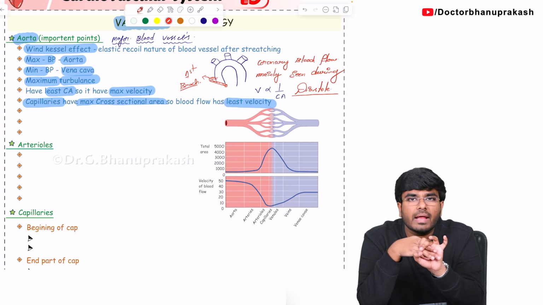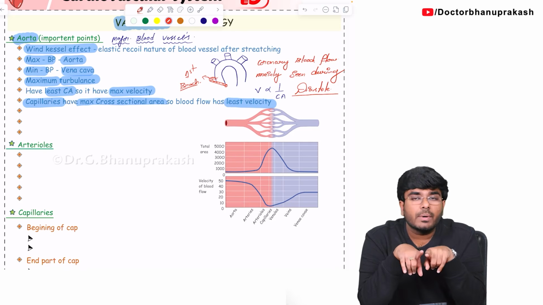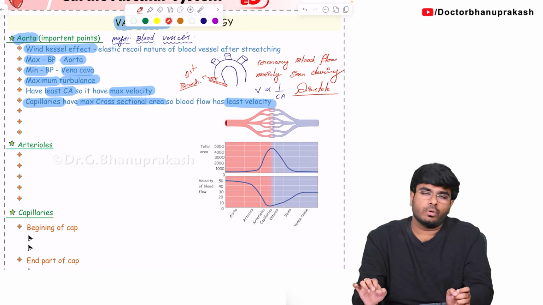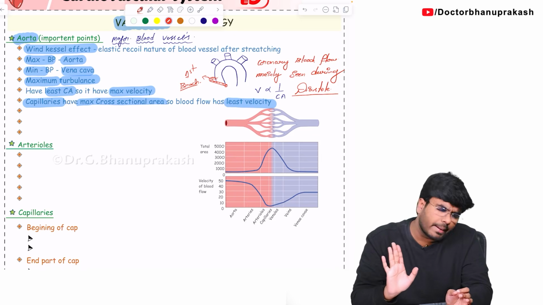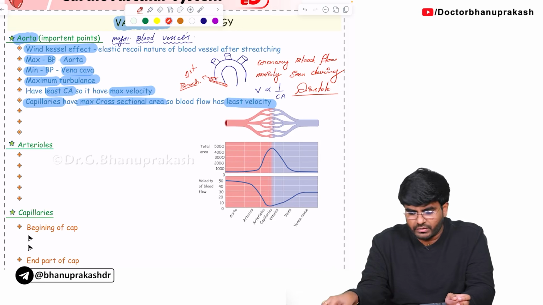But during diastole, what will happen when the heart is relaxing? The coronary blood vessels will dilate. Whenever the coronary blood vessels are dilated, more blood will go. So always remember, coronary blood flow is mainly seen during the phase of diastole. It can happen during systole also, but it mainly happens during diastole. Okay, that's the one point which I want you to know.